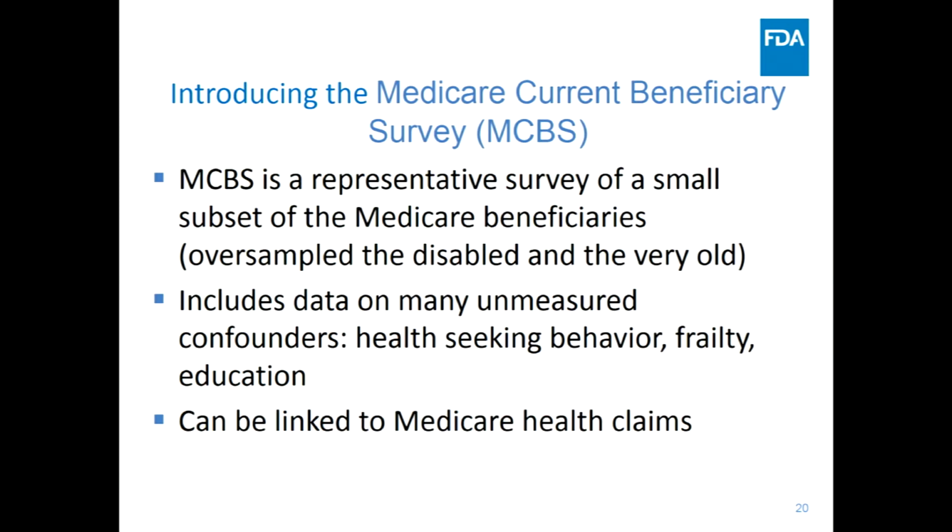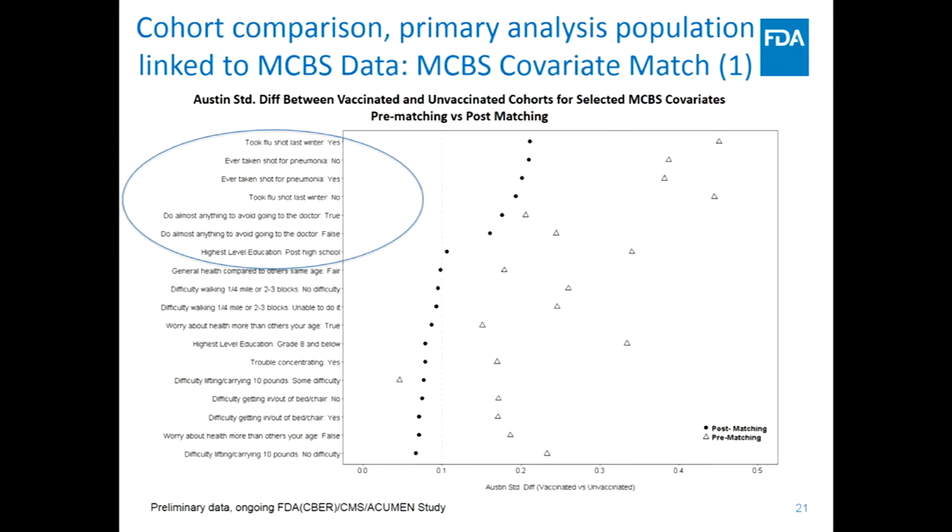The Medicare Current Beneficiary Survey is a survey that is performed every year among a random sample of Medicare beneficiaries. Some groups are oversampled, the disabled, the very old, but it's a random sample process. We could argue that this survey, because it addresses questions regarding health utilization, do you like to go to the doctor, et cetera, frailty, is a good sample, and that the data that are missing here are missing at random.